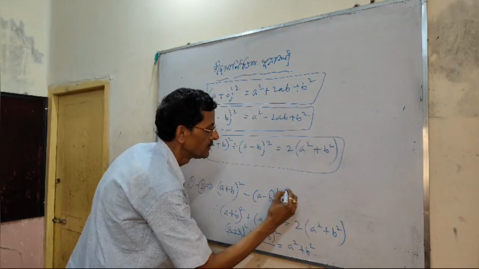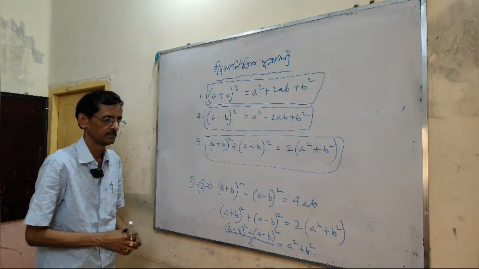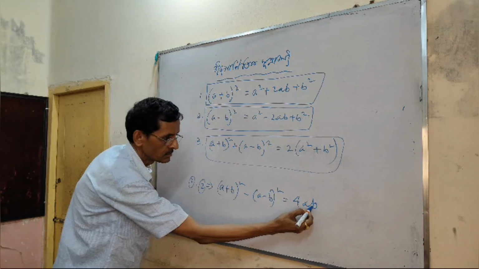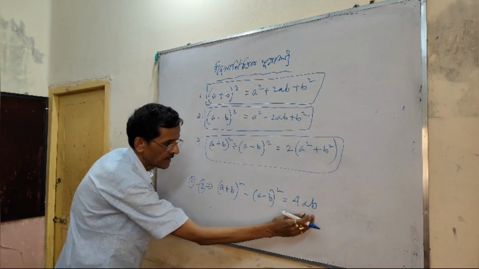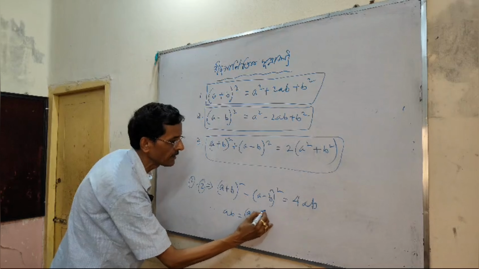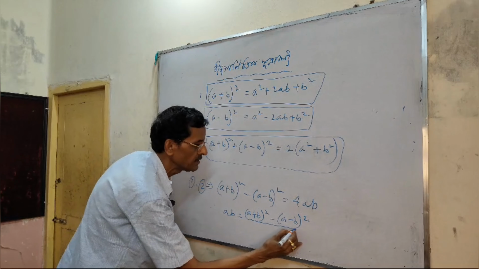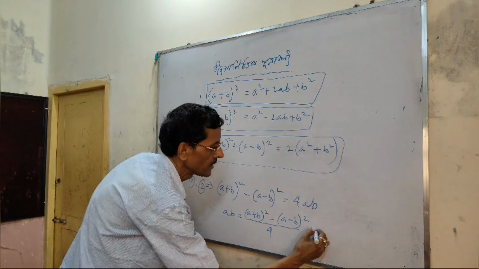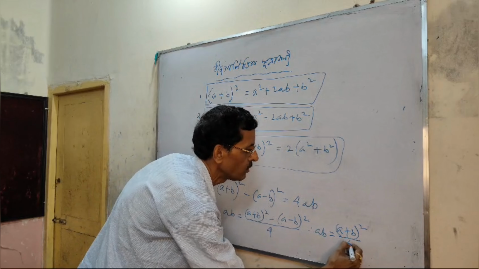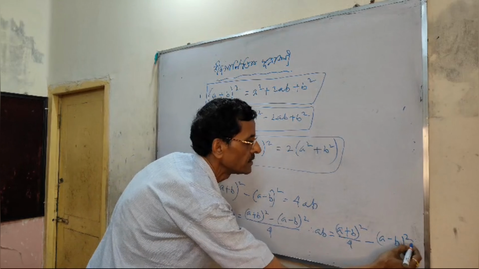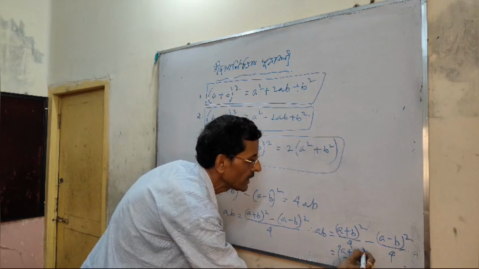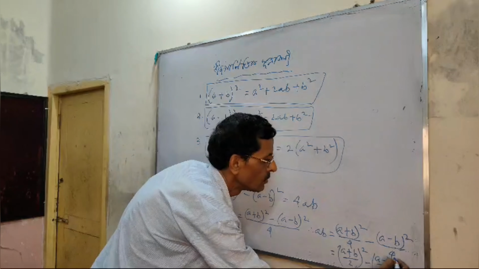কি হলো, 4ab. Then 4ab equal to this, ab equal to this divided by 4, ab equal to a plus b whole square minus a minus b whole square divided by 4, that is ab equal to a plus b whole square divided by 4 minus a minus b whole square divided by 4, that is ab equal to a plus b by 2 whole square minus a minus b by 2 whole square.